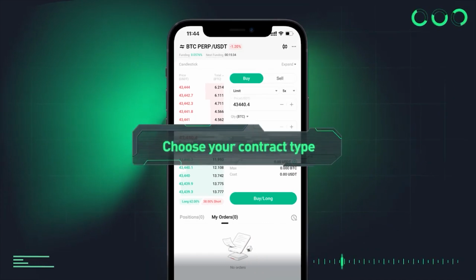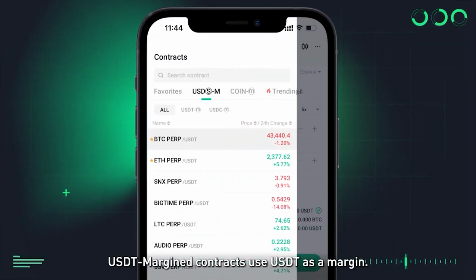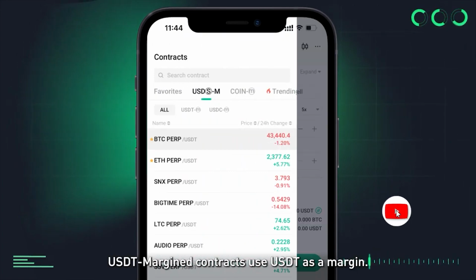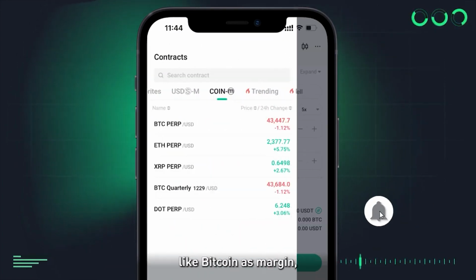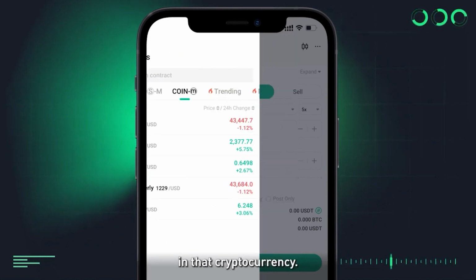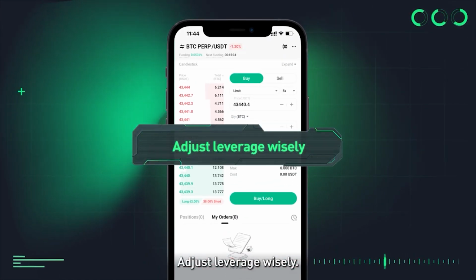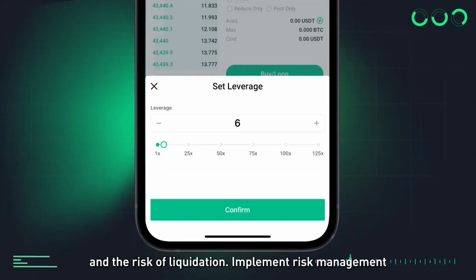Choose your contract type. USDT margin contracts use USDT as a margin. For coin margin contracts, you'll use a specific cryptocurrency like Bitcoin as margin, and your profits and losses will also be settled in that cryptocurrency. Adjust leverage wisely. Higher leverage increases potential gains and the risk of liquidation.